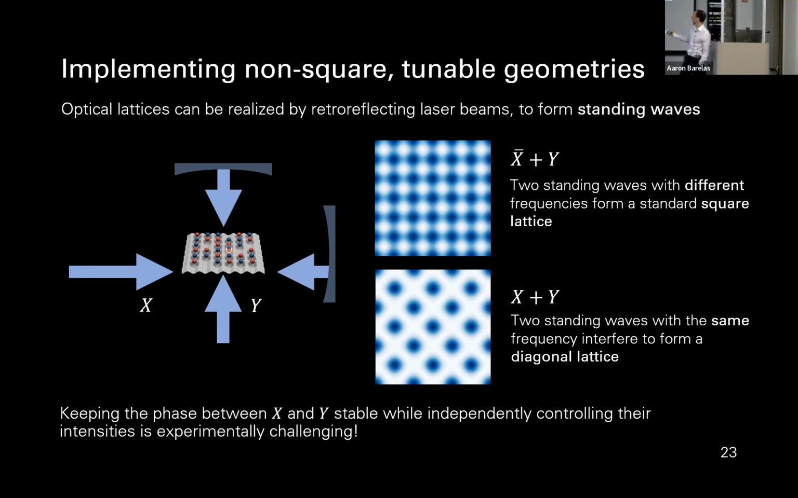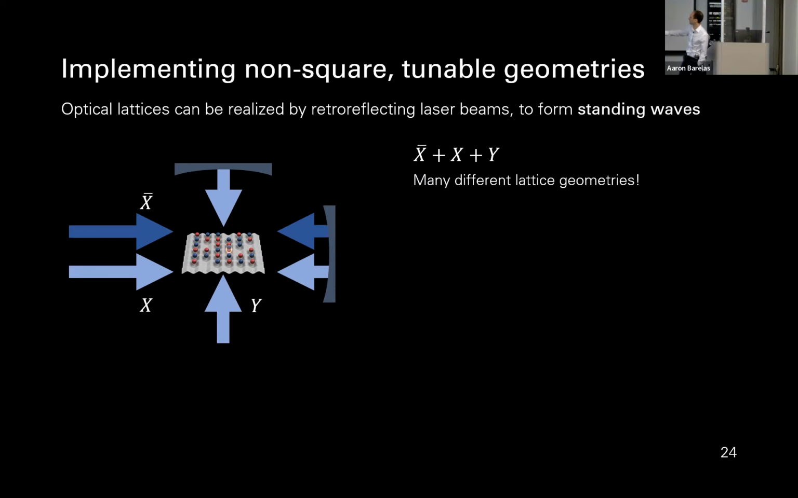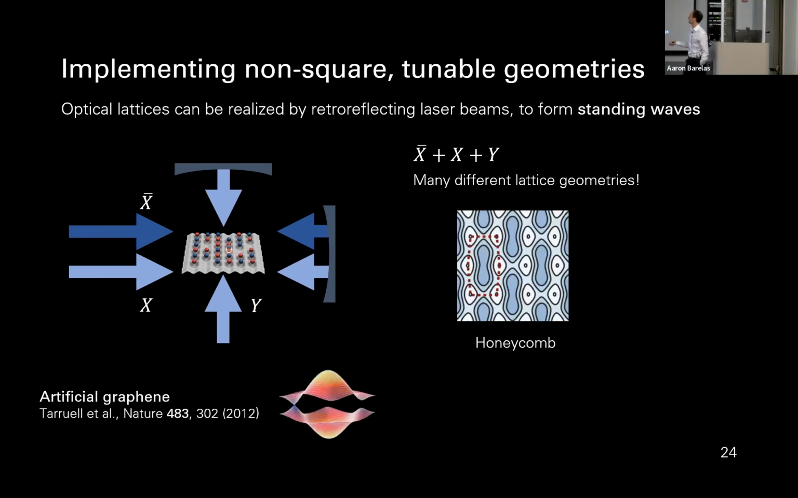So now, what's the point of generating these very fancy but kind of boring-looking diagonal lattices? Well, if you combine not only two lattice beams but 3 of them, you can achieve many different types of lattice geometries. For example, you could generate band structures that are very comparable to graphene, and that's something that has been implemented and pioneered in Tilman Esslinger's group at ETH Zurich, where they have been able to see Dirac points and generate some kind of topological insulator.